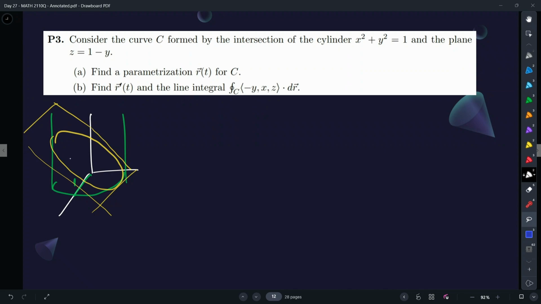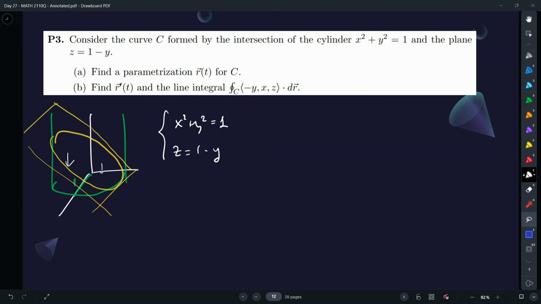What I do is drop this to the xy plane, see what the cross section is there, and then use the plane for the z value. So what I mean is that I can parameterize such a curve in the xy plane. The projection in the xy plane will be the circle of radius 1, and the z value will be 1 minus y. Okay, so the curve looks like this.